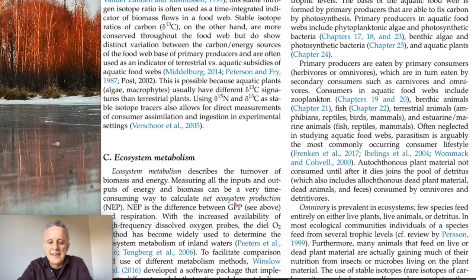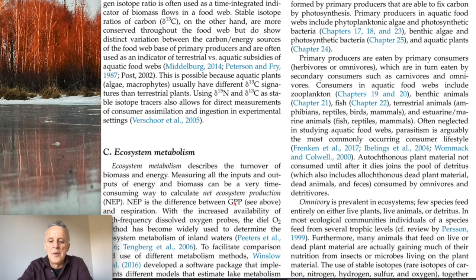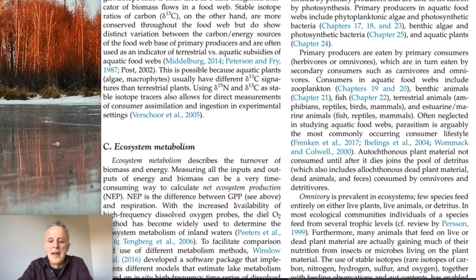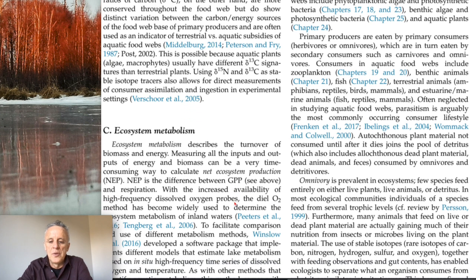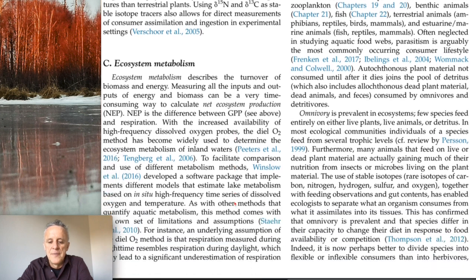Often neglected in studying aquatic food webs, parasitism is arguably the most commonly occurring consumer lifestyle. Autochthonous plant material not consumed until after it dies joins the pool of detritus, which also includes allochthonous dead plant material, dead animals and feces, consumed by omnivores and detritivores.